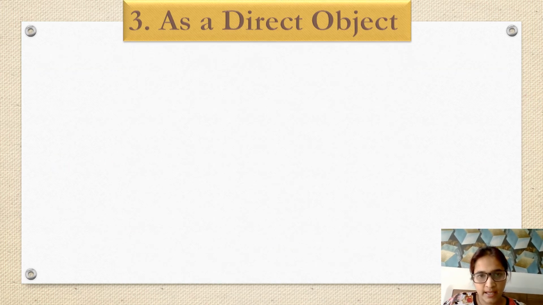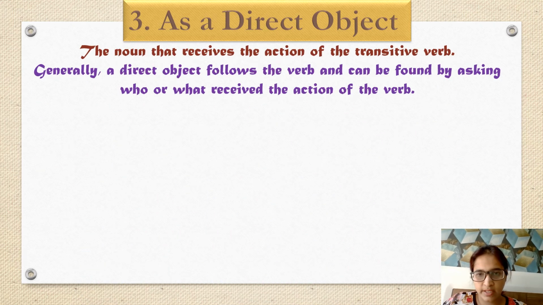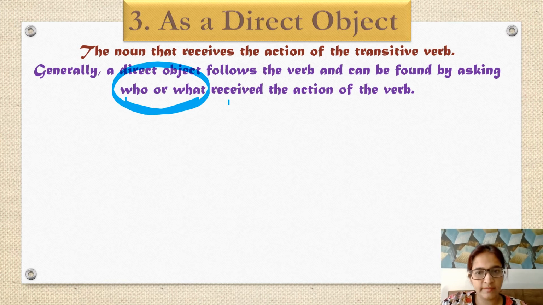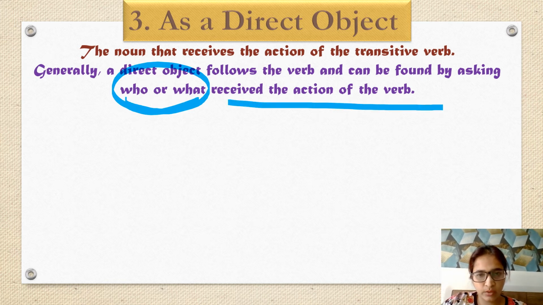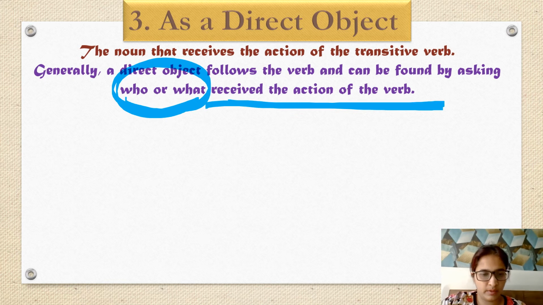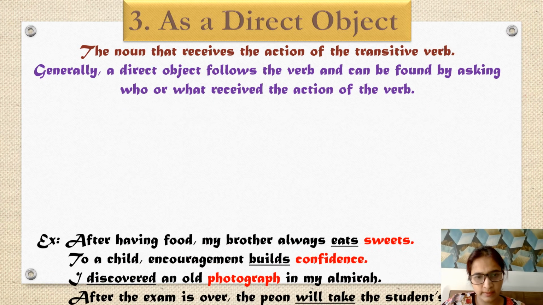In this case, we are seeing a noun being used as a direct object. The noun that receives the action of the transitive verb is called the direct object. Generally, a direct object follows the verb and can be found by asking who or what. You can find out who or what received the action of the transitive verb. That is the way to find out which is the direct object in the sentence. Let's go ahead and see the examples to know better.